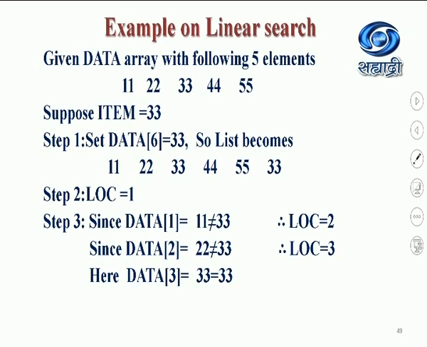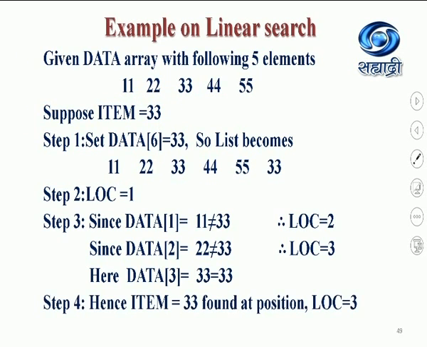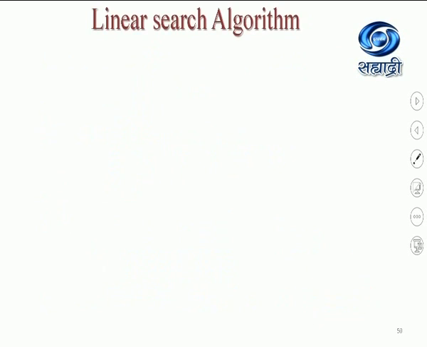Suppose your element is not present in the array, then when control reaches the n plus 1 location, it declares that the given element is not present in the list. So this is the unsuccessful search. But in this example you can see that the element 33 is present at location 3. Hence item 33 is found at position LOC is equal to 3.